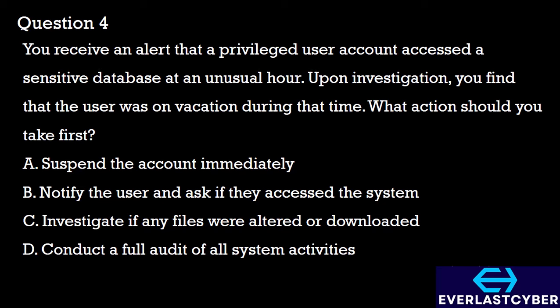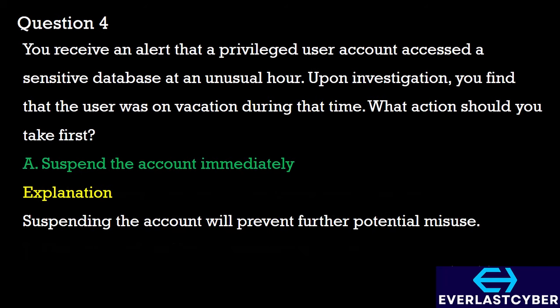The first thing in this case that should be done is to suspend the account in order to prevent further potential misuse. While notifying the user is important, immediate action is required to stop unauthorized access. For option C, investigation can be done later. However, the priority is to stop the misuse of the account. And then for option D, a full audit is important, but it is secondary to containing the threat. So in this case, the action that should be taken first is to suspend the account immediately before even trying to notify the user.